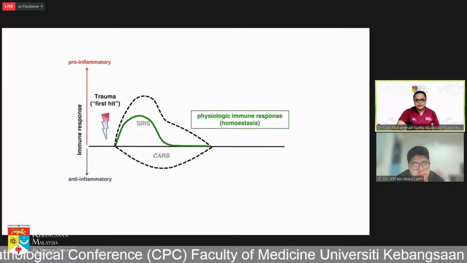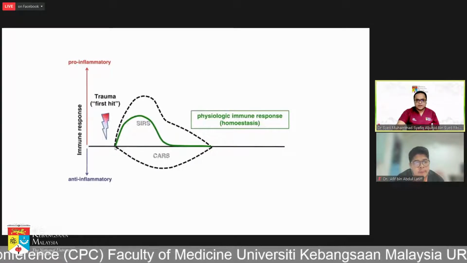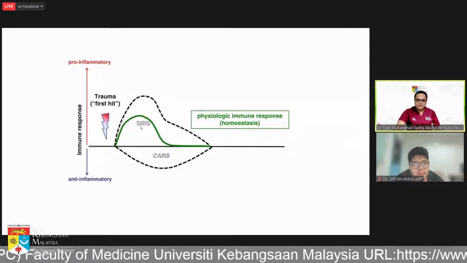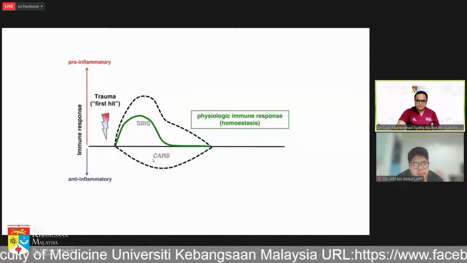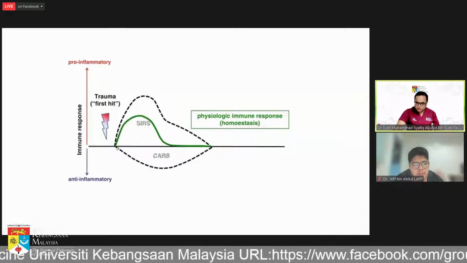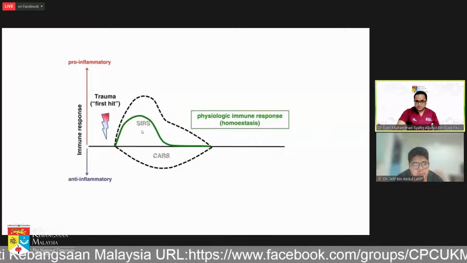And then we have another thing which is intended to compensate the SIRS, which is your compensatory anti-inflammatory response syndrome. So this will be evoked, and it will go along in tandem with your SIRS.